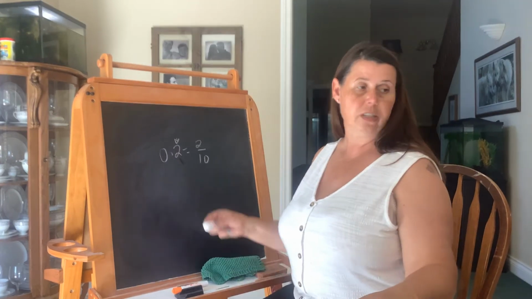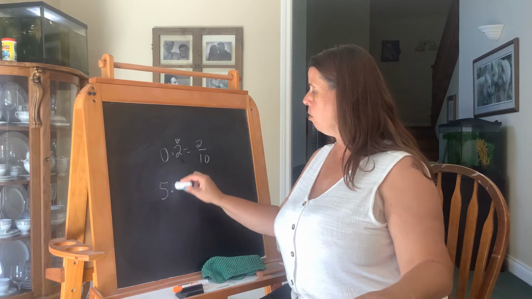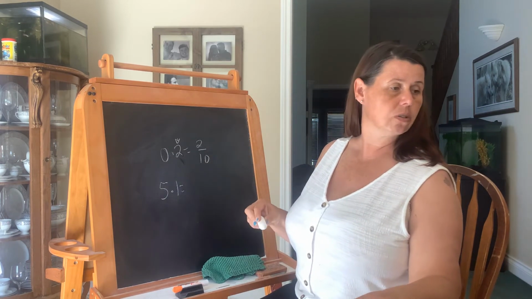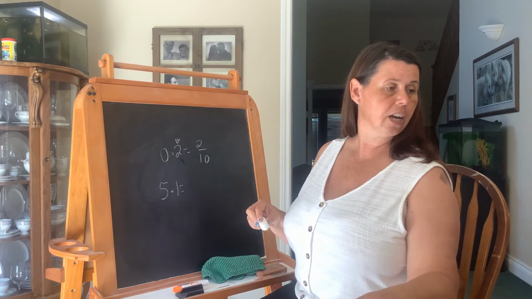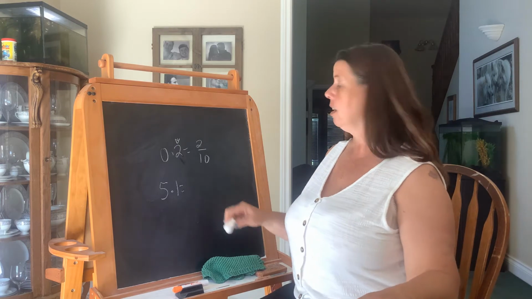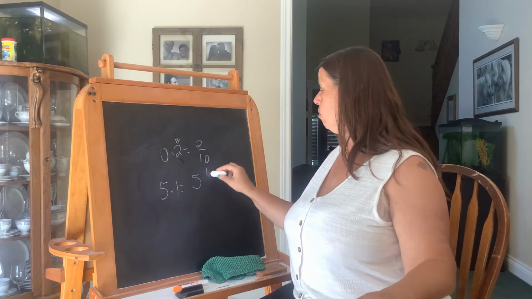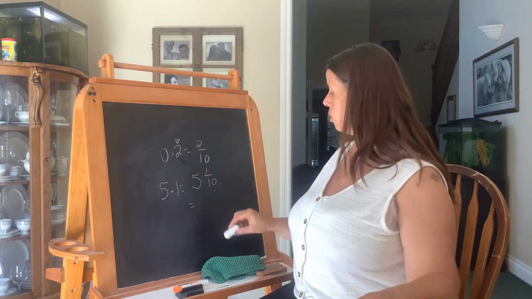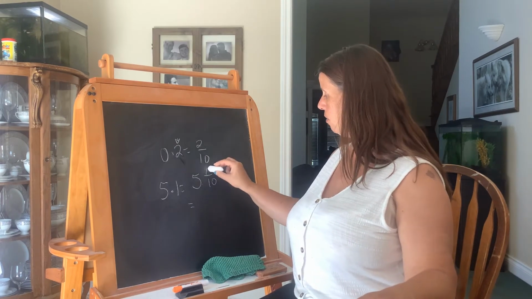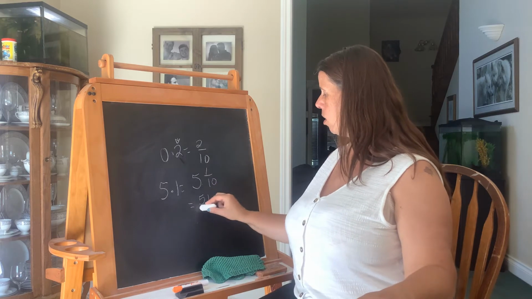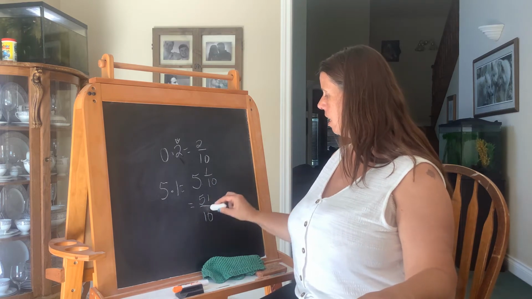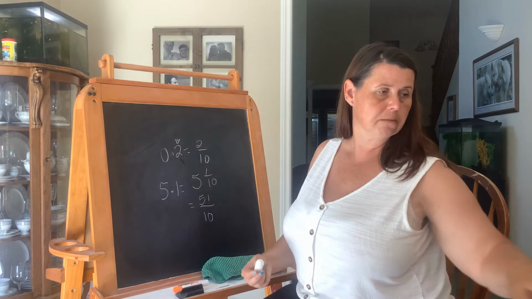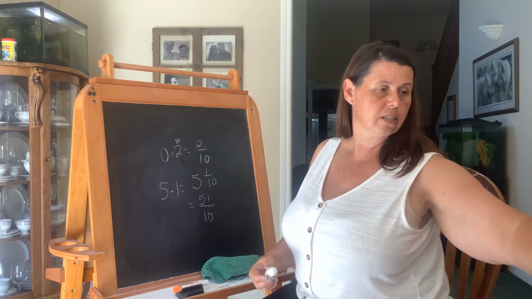One of the later ones. 5.1, change it to a fraction with a denominator of 10. I would change it to 5 1/10. Or if they wanted an improper fraction, I could go 5 times 10 is 50 plus 1 is 51 tenths. So 5 1/10 or 51 tenths, either would be right. Okay? You finish the rest of them.